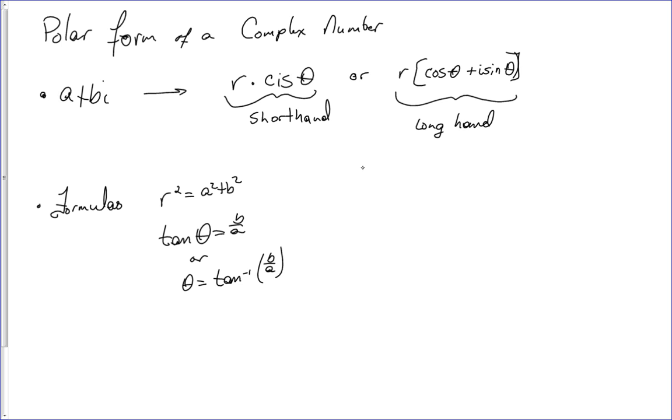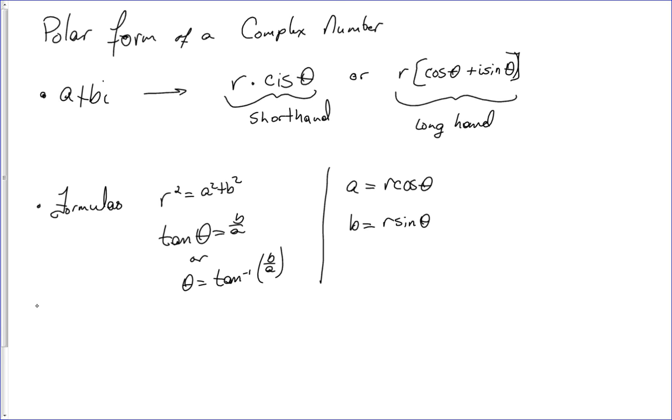If you go the other way, a will equal r cosine theta, and b will equal r sine theta. Okay? So if you're going from complex to polar form, you're going to use this one. If you're going from polar form back to complex, you're going to use this one. Okay?